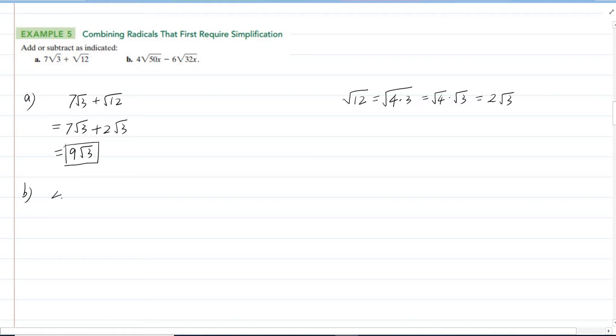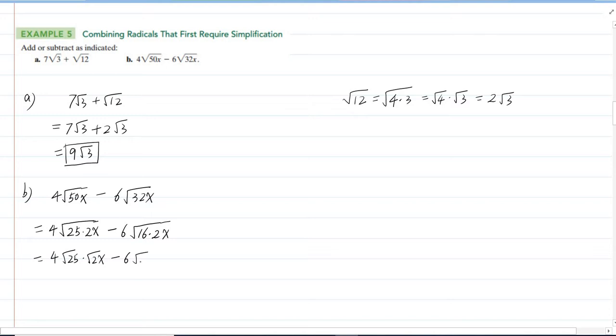Part B, we have 4 square root of 50x minus 6 square root of 32x. So we're going to simplify first. That will be 4 times square root of, make 50 as 25 multiplied by 2x. Then that will be minus 6 times, here we're going to work with 16 multiplied by 2x. Okay, let's do it step by step. So let's write this as square root of 16 times square root of 2x.